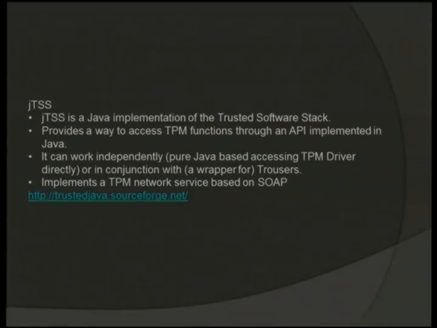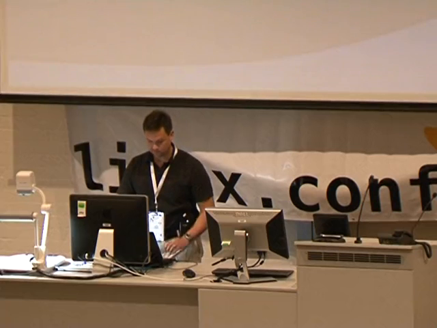jTSS is a pure Java implementation of the trusted software stack, and it provides a way to access the TPM through Java itself. You can use it directly or you can use it with Trousers, and you can also enable that remote connectivity that I mentioned earlier with a SOAP-based interface that it provides.